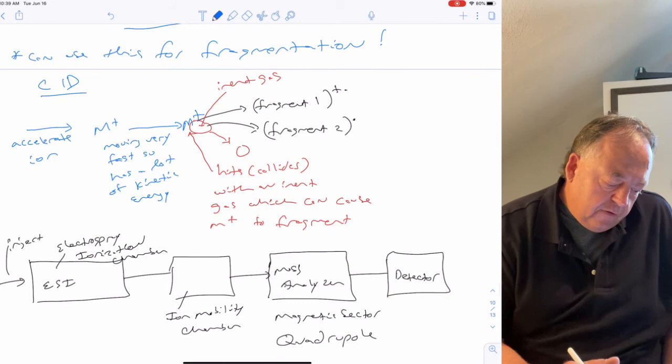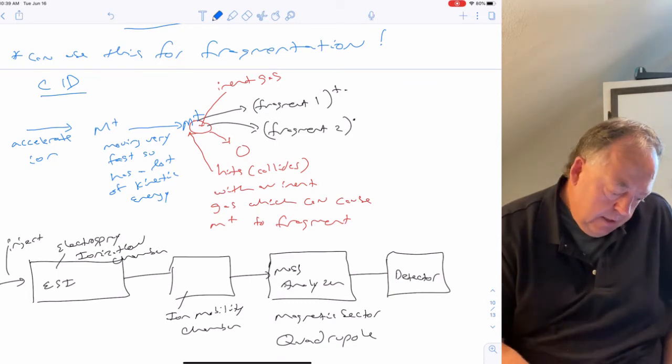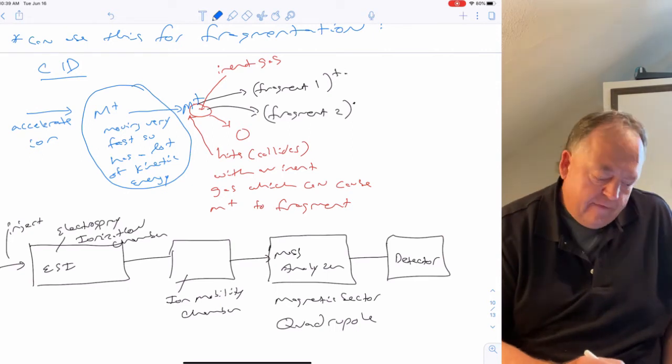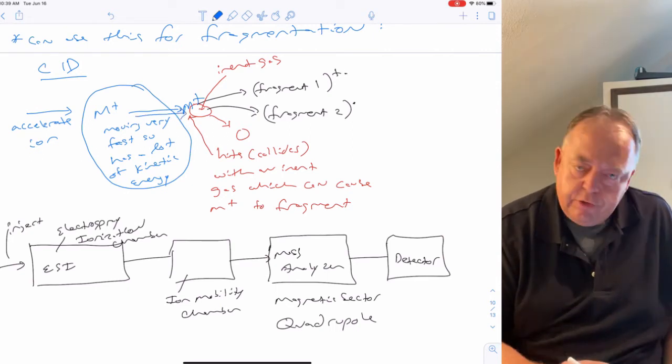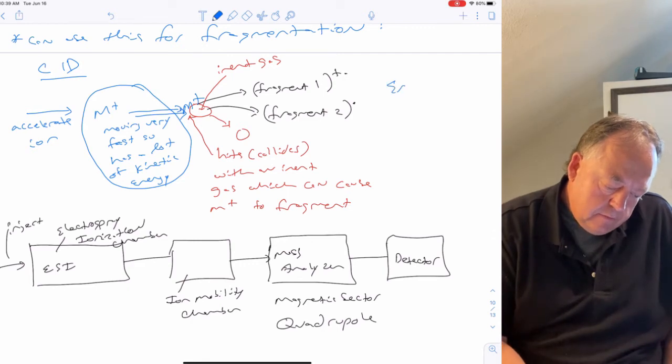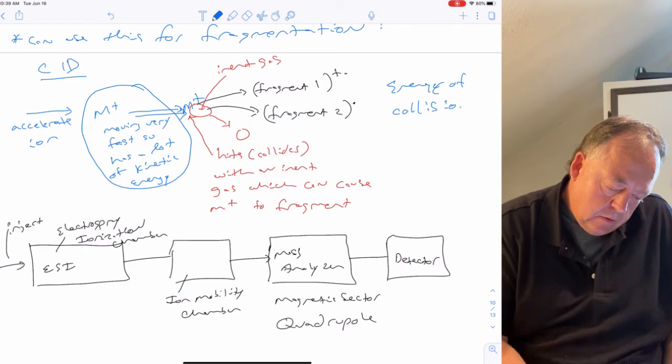And you can use this for fragmentation purposes as well. If you get your molecular ion moving really, really fast and you slam it into one of those inert gases, then the energy of the collision can lead to fragmentation.